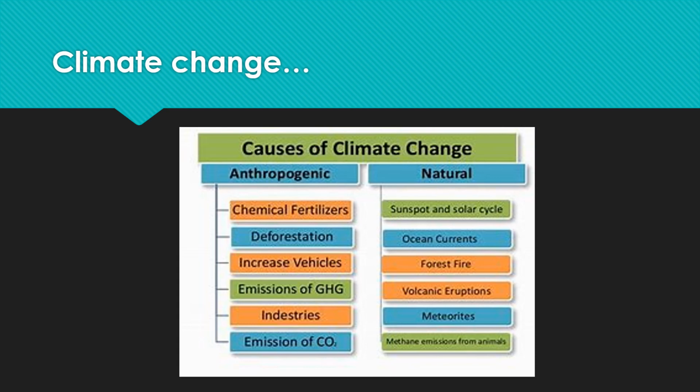Climate change. So we look at causes in climate change. What is it? Things that we cause versus what happens in nature. Anthropogenic is what we do, what we have caused as far as climate change. Climate change just means, is it getting hotter? Is it getting colder than normal? What things can affect it?